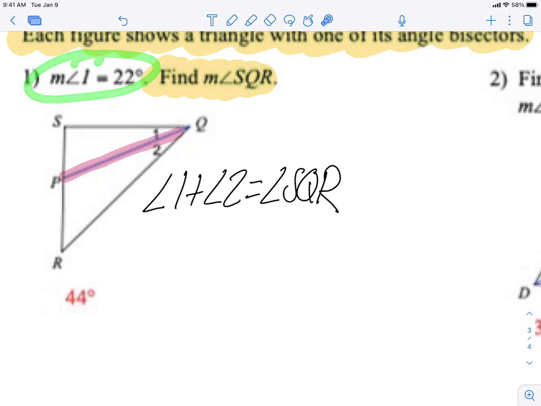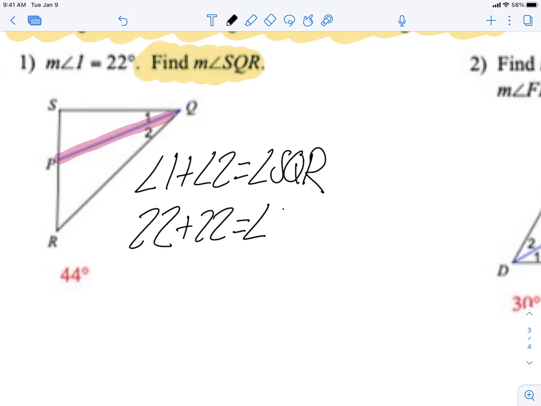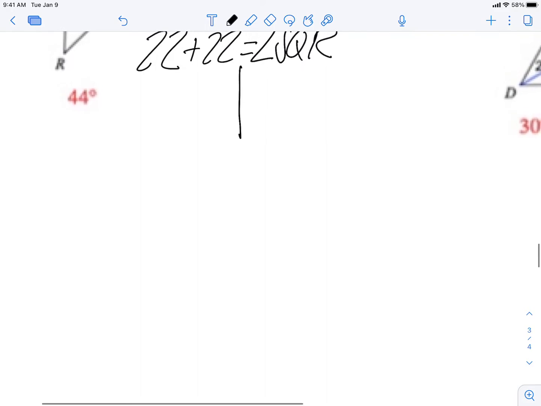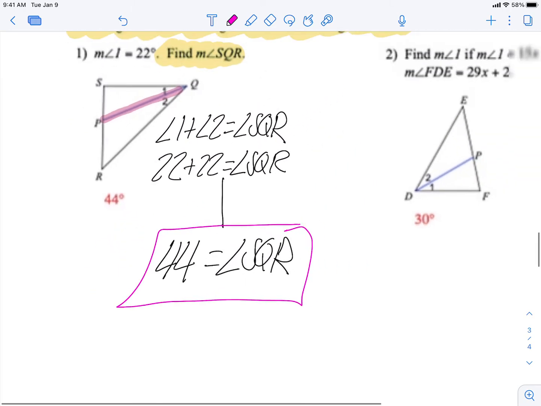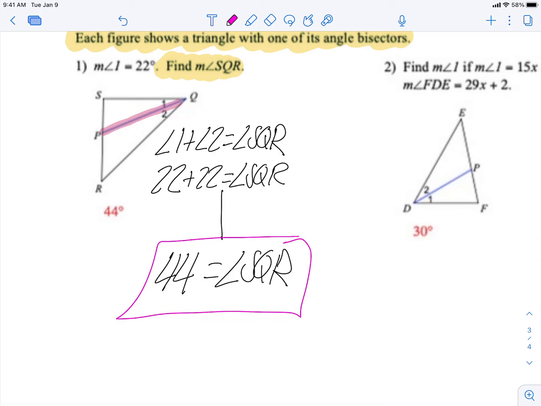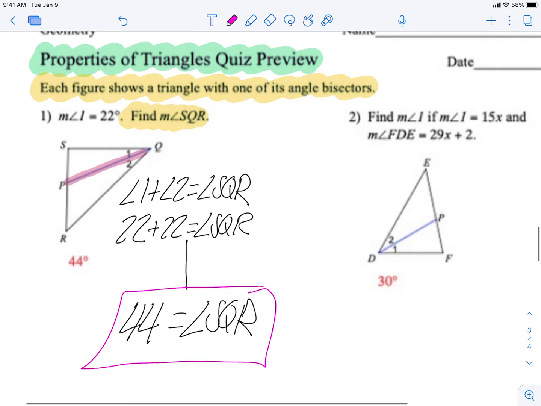So number 1 says angle 1 is 22 degrees. That means that angle 2 is also 22 degrees. And we don't know what angle SQR is, so we leave it as SQR. Draw a line of separation. 22 plus 22 is 44. Is equal to angle SQR. And that, kiddos, is our final solution here. We have found angle SQR. Right? That was our goal. Okay.